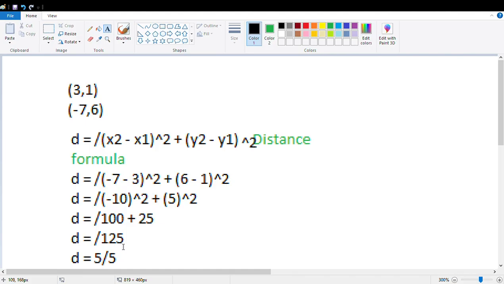But we can still simplify this. So 5 square root of 5. So that is our diameter. So yeah, thank you guys.